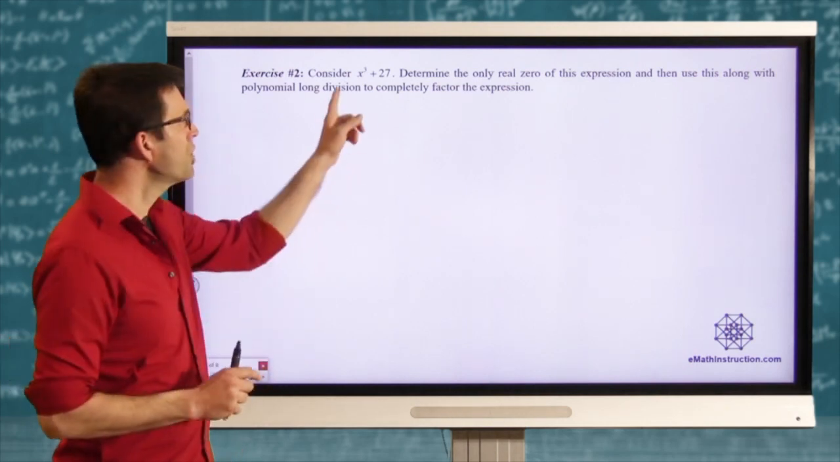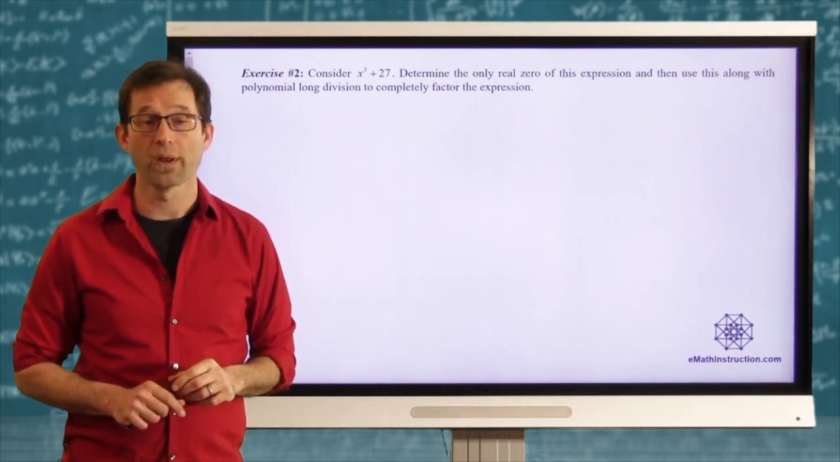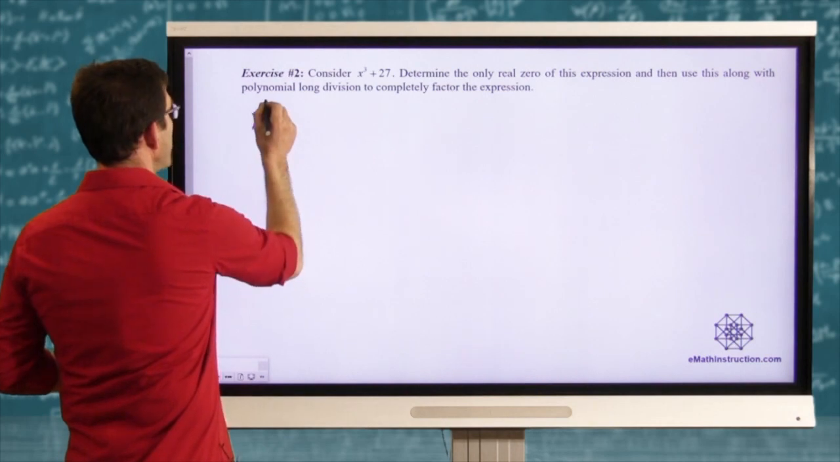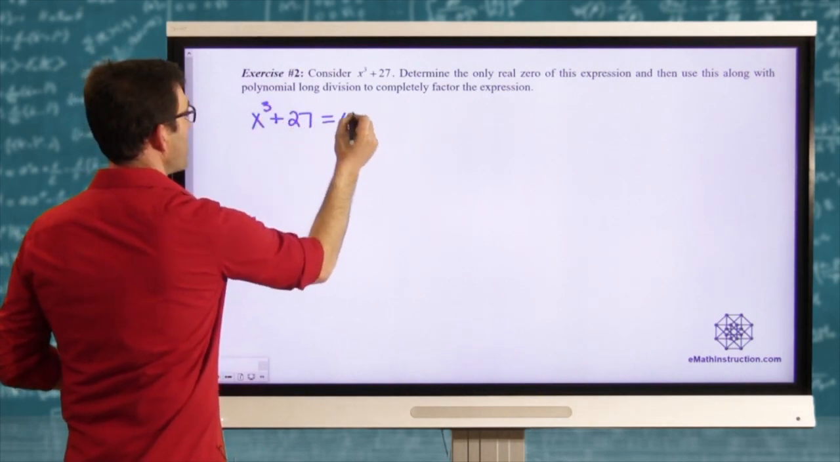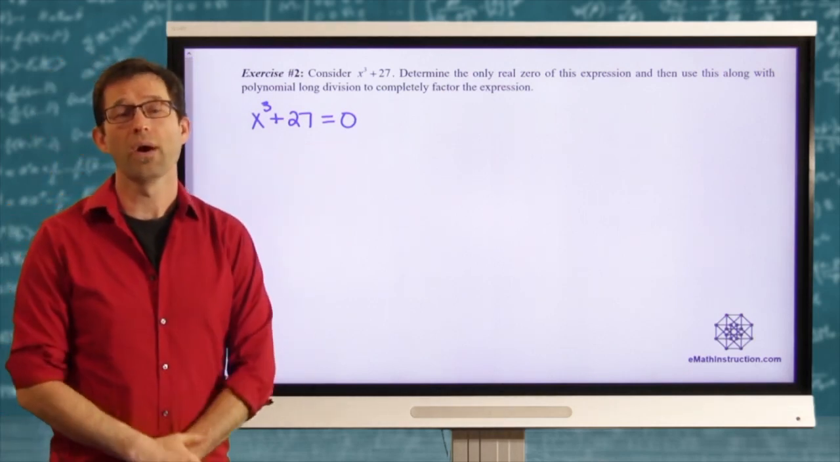First, see if you can figure out the only real zero of x cubed plus 27, and as a little push in the right direction, you can find the zero, not surprisingly, by solving the equation where you set the expression equal to 0. So why don't you go ahead and try to do that?